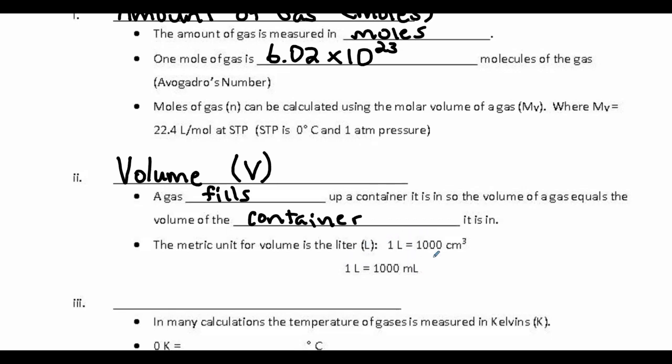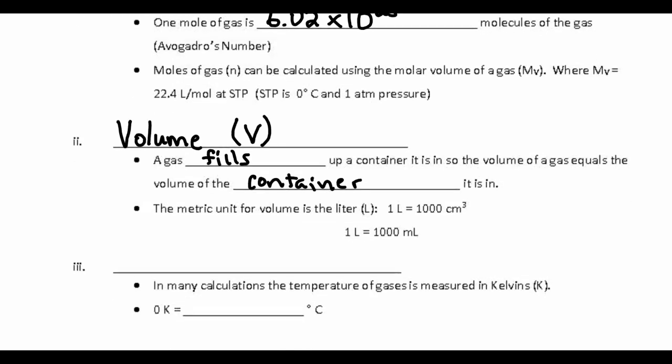Another good equivalency to know is that 1 liter is the same as 1,000 centimeters cubed. So if you look at these, then you could set cubic centimeters equal to milliliters. They would be equivalent. The third is temperature.